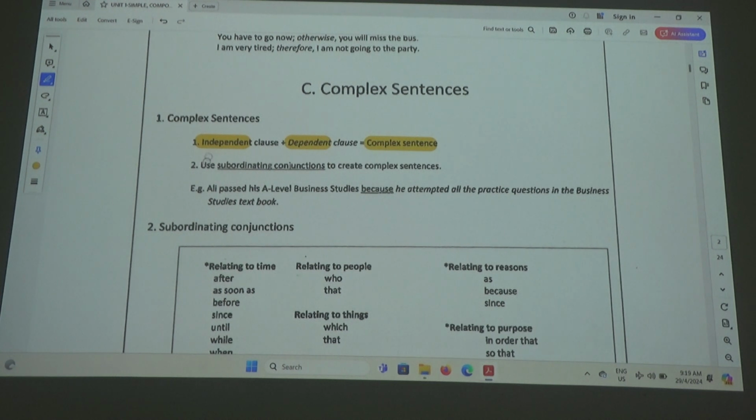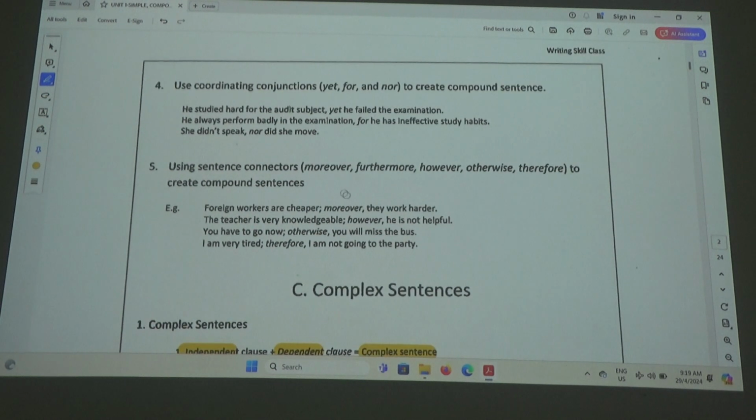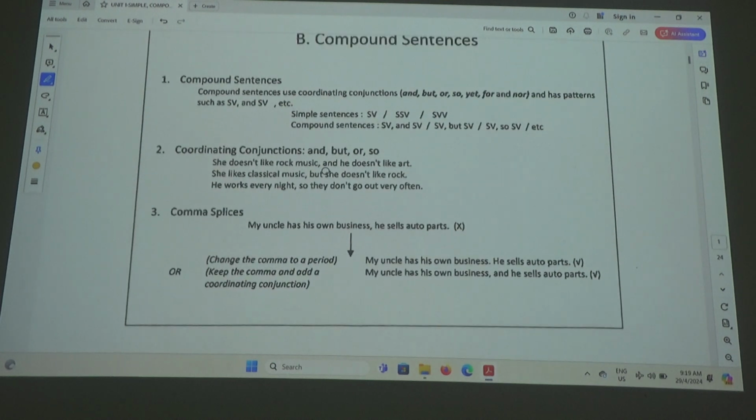Okay, now let's look at the next one. Use subordinating conjunctions to create complex sentences. Subordinating conjunctions. Austin, what is subordinating conjunctions? Because we got coordinating, correct? Coordinating being, how did I say, FANBOYS, correct? FANBOYS means F is for for, A is for and, N is for nor, B is for but, O is for or, Y is for yet, and S is for so. Correct? You can see here.